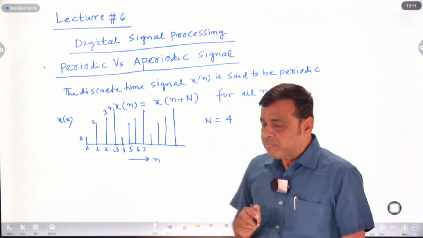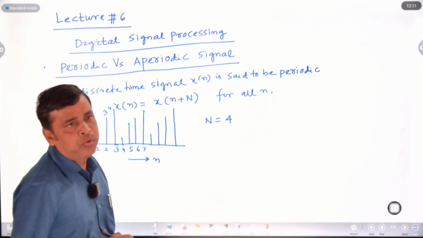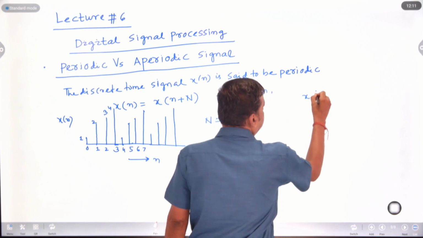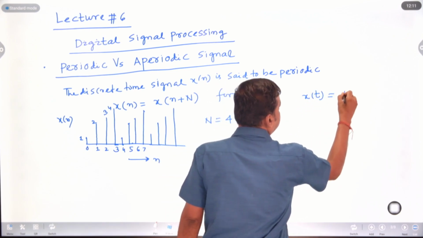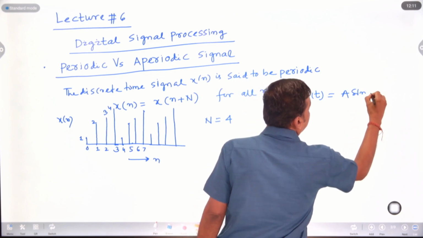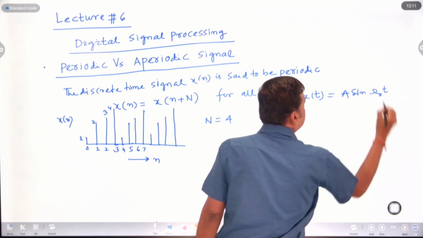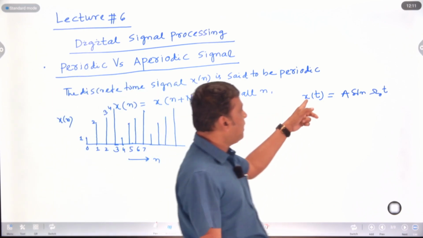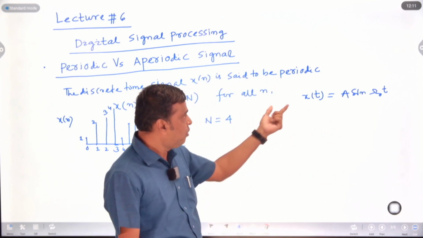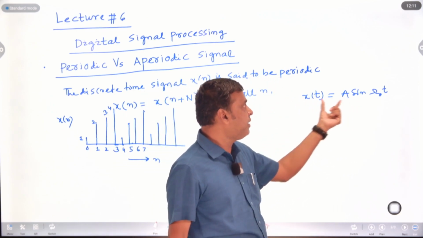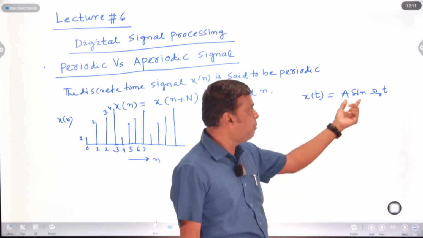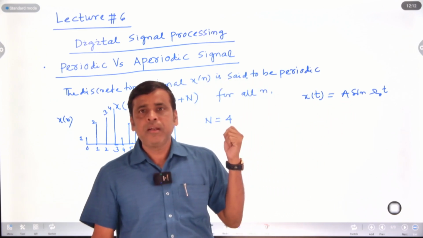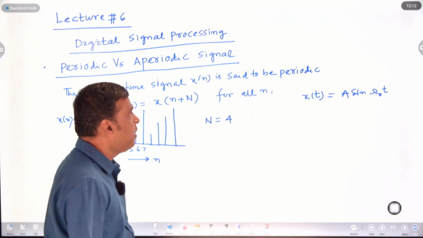For example, a continuous time signal, suppose a sinusoidal signal, x of t equal to a sin omega 0 t. Any continuous time signal, this is your discrete n, and here we can write t for continuous. So we can say that a sinusoidal signal is a periodic signal with a period of 2 pi.